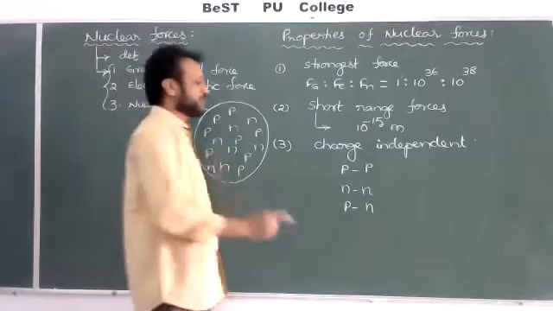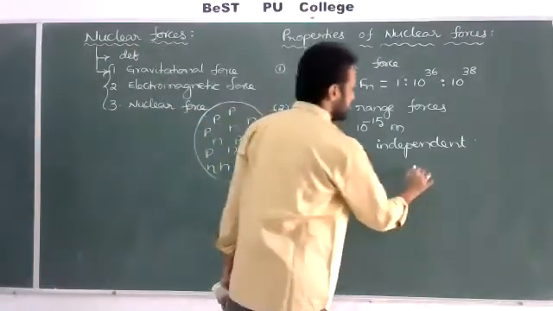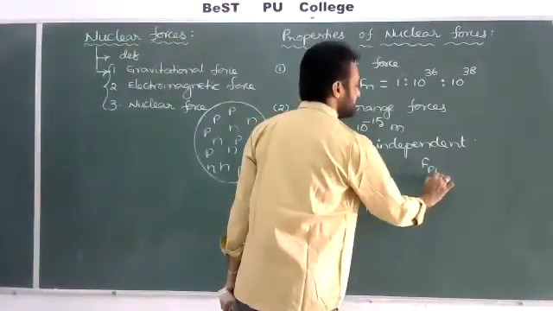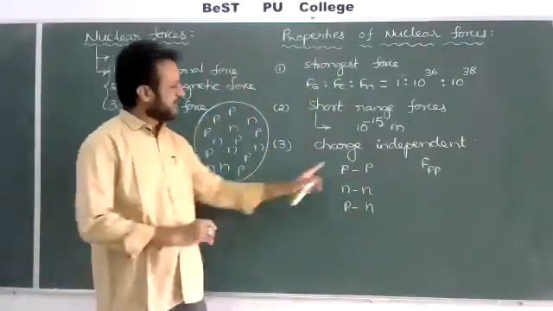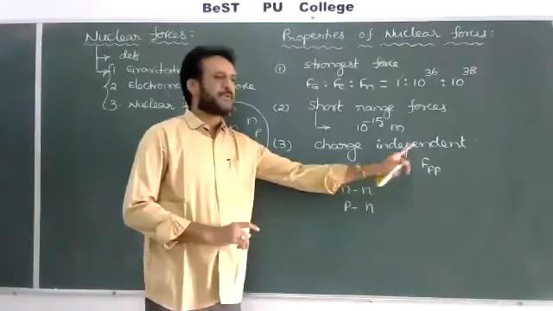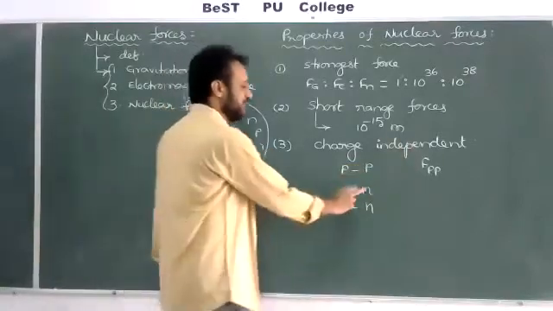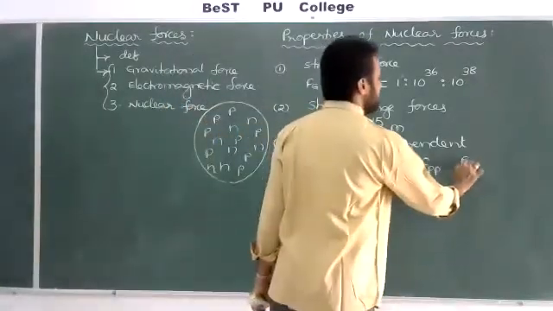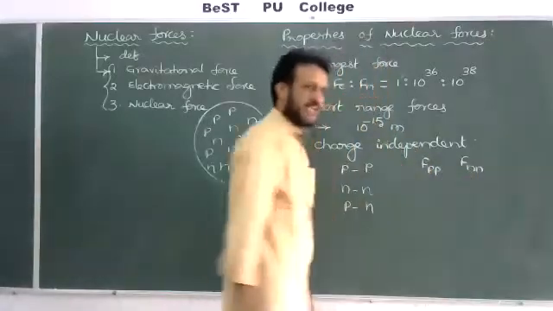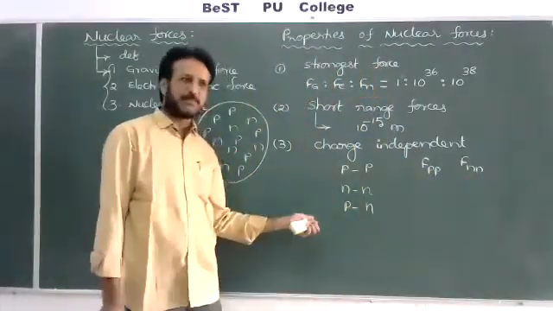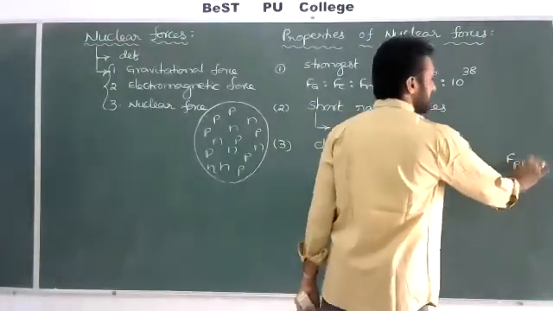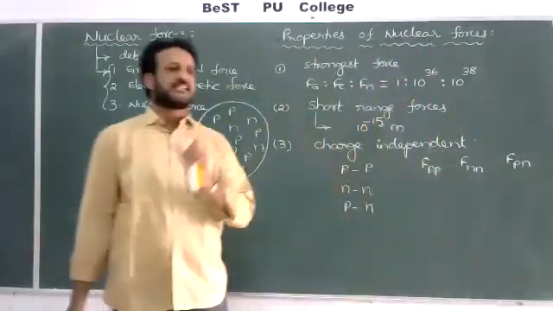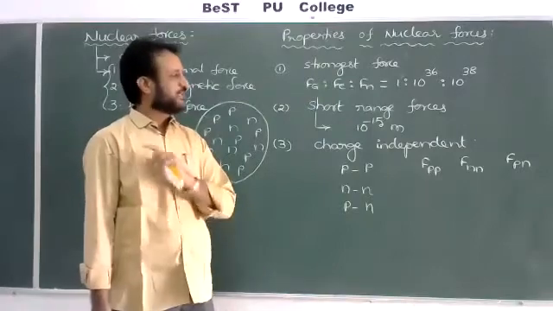The nuclear force between the protons is FPP. The nuclear force between the neutrons is FNN. And the nuclear force between the proton and the neutron is FPN. Then which of the following options is correct?